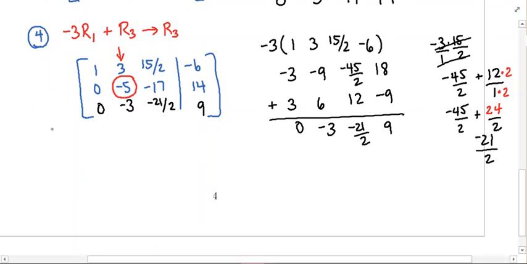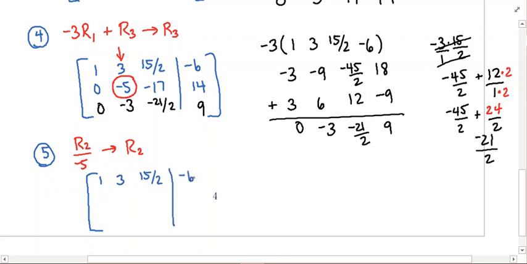So to get my next matrix, I am going to take the second row, divide by negative 5, and that'll become the new second row. Let me just kind of fit this in down here. We're changing row 2, so rows 1 and 3 will stay put. All right, so let's leave that alone. And then row 3, leave it alone.